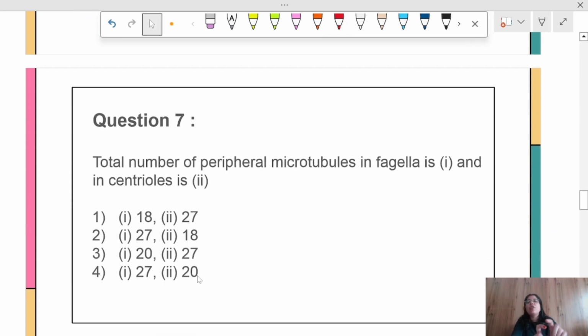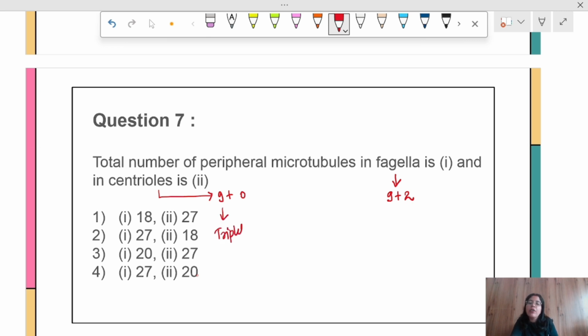Okay, total number of peripheral microtubules in flagella is, and in centriole how many? So you have to remember the arrangement of microtubules in flagella. It is 9 plus 2, right? And in centriole, what is the arrangement? It is 9 plus 0. And here in the centriole, you have 9 triplets, right? But what do we have in the flagella? We have 9 doublets, right? So here it should be 9 into 3. So at periphery, total how many microtubules are there? 27. Here 9 into 2. At periphery, how many microtubules? 18. And what's the meaning?